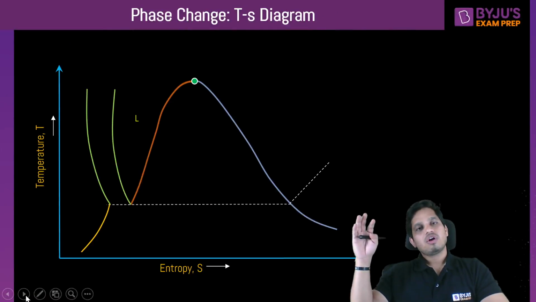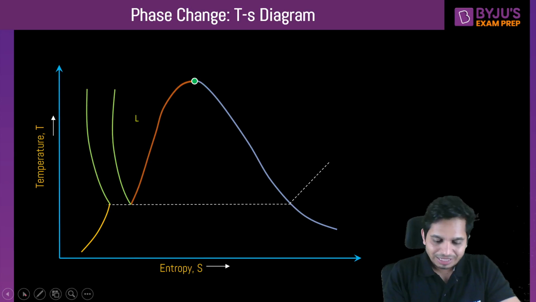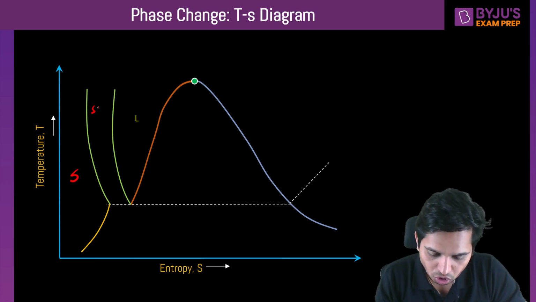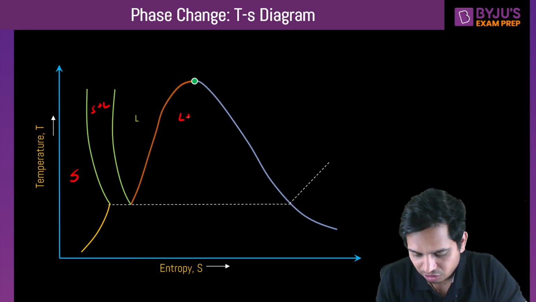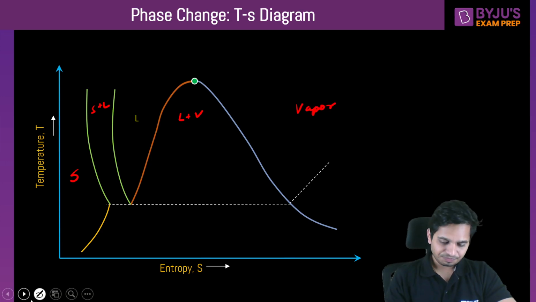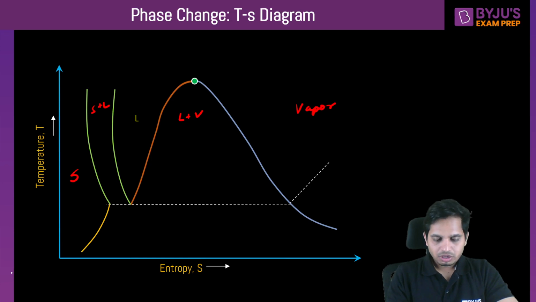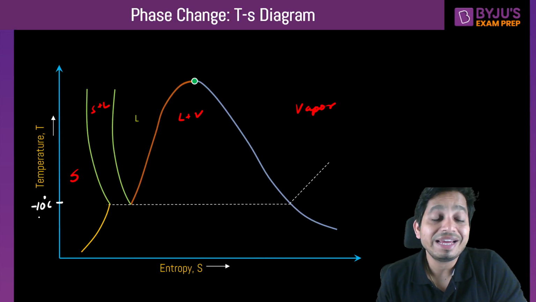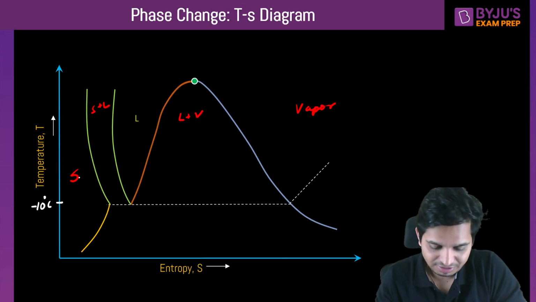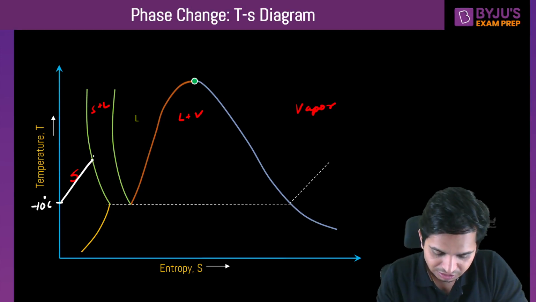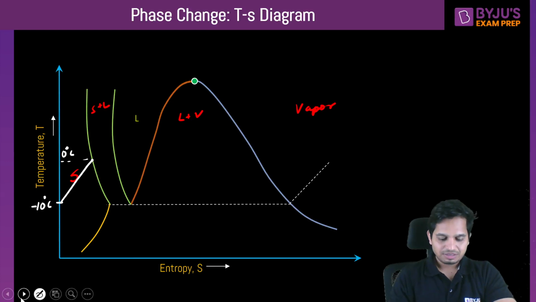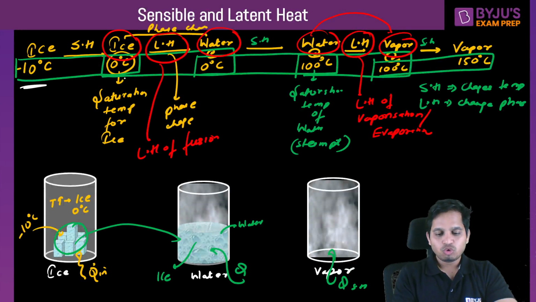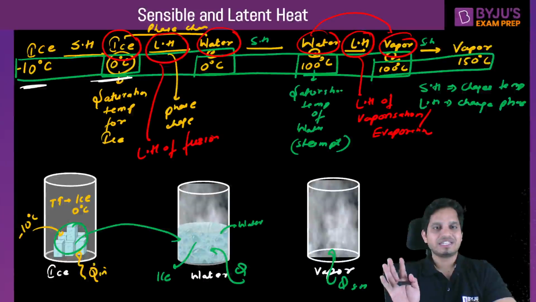How can you draw this on a T-S diagram? So this is solid, this is solid plus liquid, this is liquid plus vapor, and this all is vapor. Okay, so you go from minus 10 degrees Celsius of ice, which is solid, to 0 degrees Celsius ice. Minus 10 to 0 degrees, ice in solid phase itself.